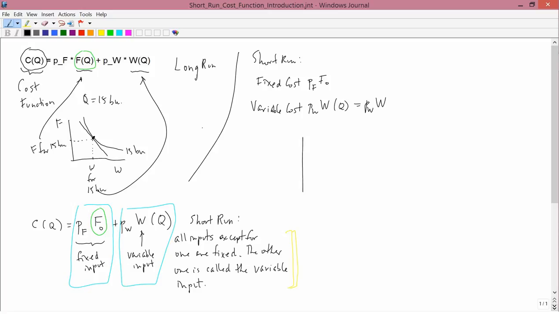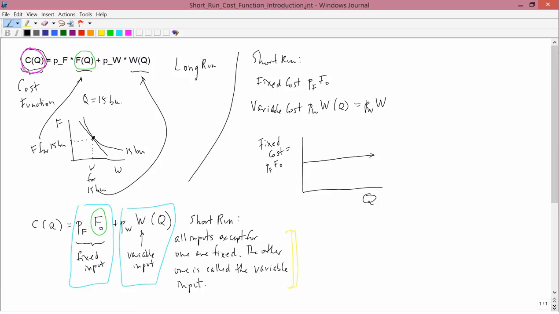It's actually pretty easy to draw a graph of fixed cost. Fixed cost is just PF times F naught, and we're graphing versus Q, because ultimately the whole idea of the cost function is to graph things versus Q. I claim that the graph of fixed cost versus Q just looks like this. It's just completely horizontal, because fixed cost is fixed, it doesn't vary with Q.